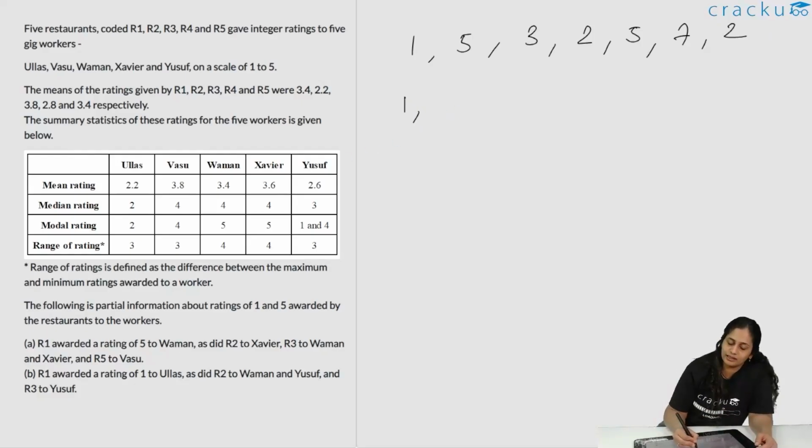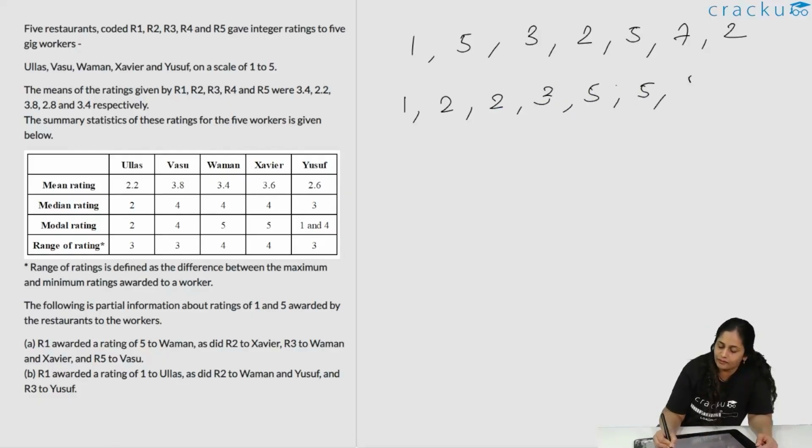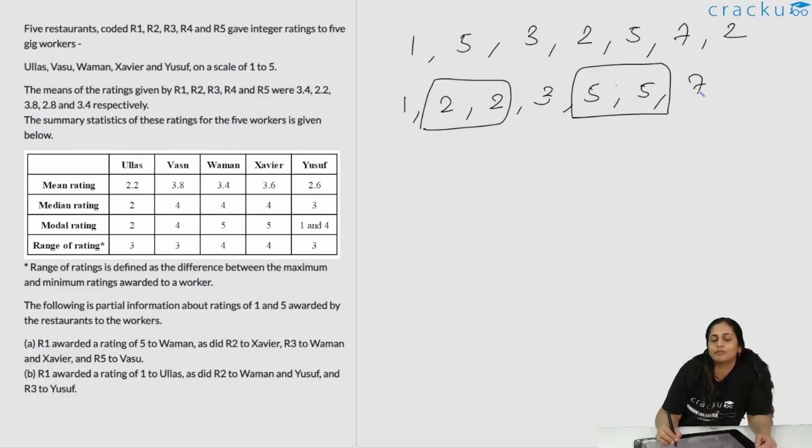So first I arrange in increasing order: 1, 2, 2. Then you have 3. Then you have 5 and 5 and 7. In this case, you have 2 which comes twice and you have 5 which comes twice, and the remaining terms come only once. So which numbers are appearing more than one time? That is 2 and 5. So here you have 2 modes for this set. The mode is 2 as well as 5. So basically this is the set of numbers which come the max number of times in this particular set.